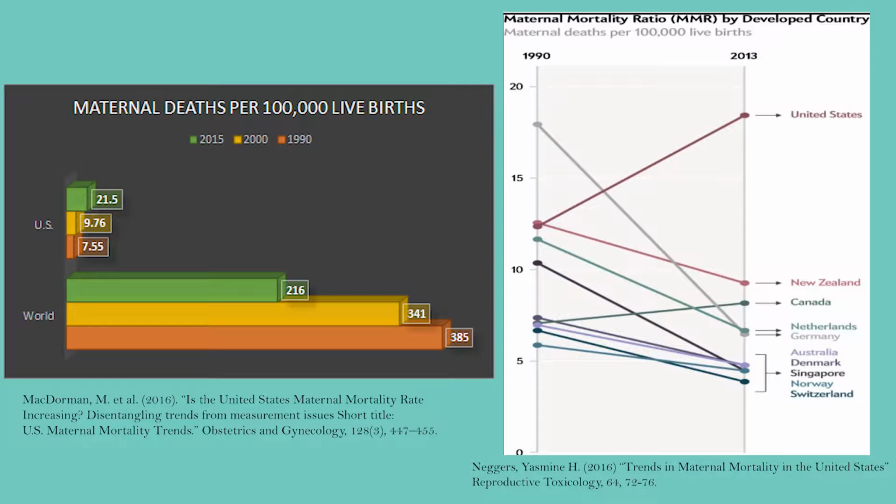The maternal mortality rate is also higher than that reported in 46 other countries, including countries that are considered less developed. This graph shows some of the countries that are on a declining trend while the US continues to climb.